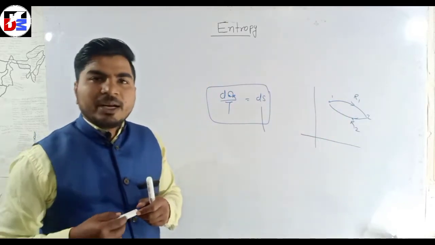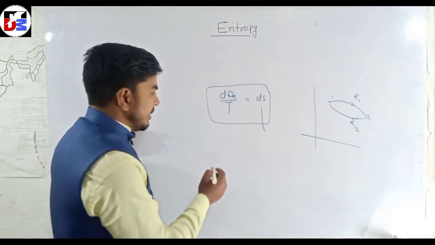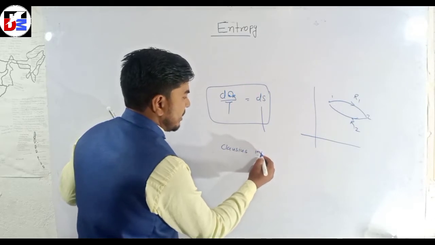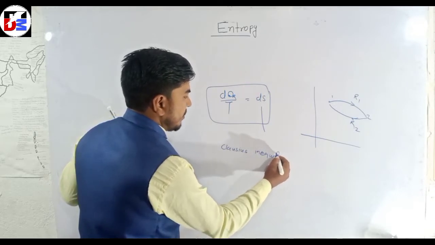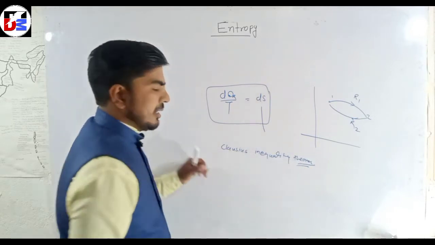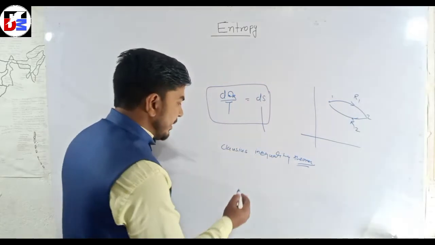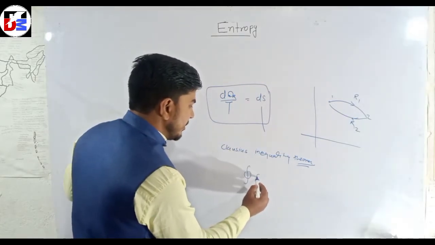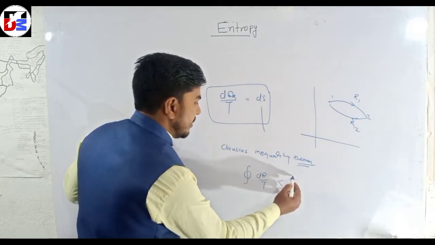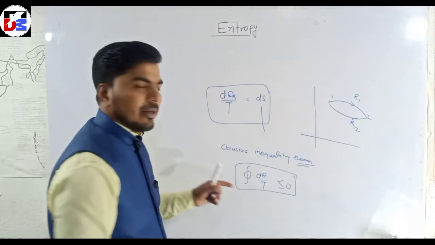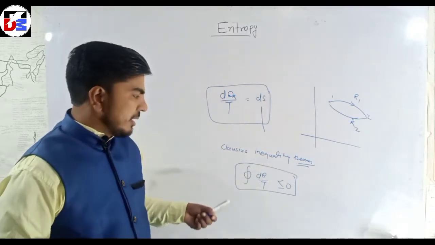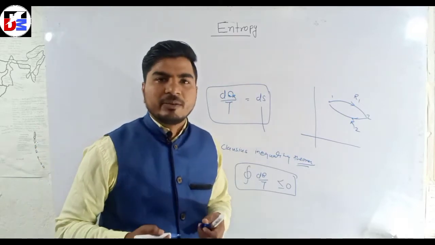We also discussed the Clausius inequality theorem. This theorem says that the cyclic integral of dQ by T is always less than or equal to 0. This was discussed in the last lecture, and today's lecture starts from this topic, the Clausius inequality.